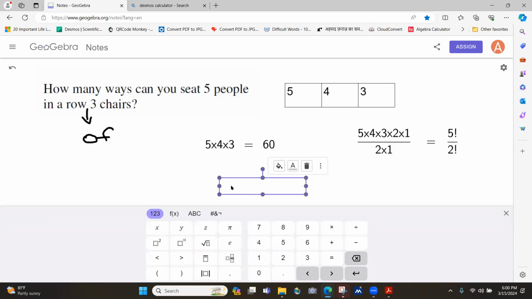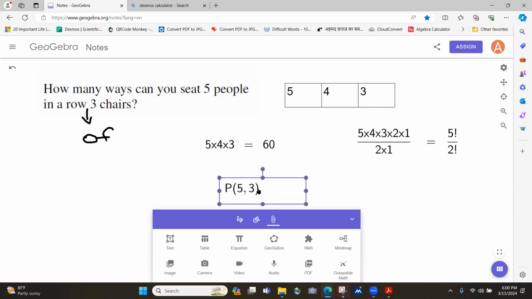So this is called permutation. Permutation is about arrangement and when order matters. So when you're arranging 5 people in a row of 3, you are arranging and the order matters. So you have 5 people, comma, how many chairs? 3. So this is read 5 permutation 3.